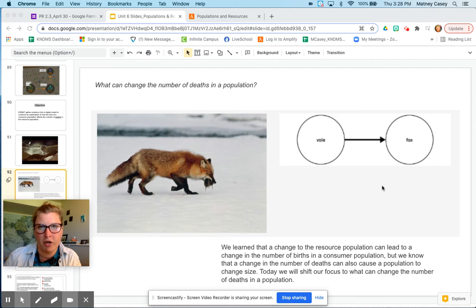All right, great job working through the last few sections on how births affect a population. We learned that a change in the resource population can lead to a change in the number of births in a consumer population, but we also know that the number of deaths also affects an ecosystem and can change population sizes as well. So, inevitably, as sad as it is, deaths do happen.